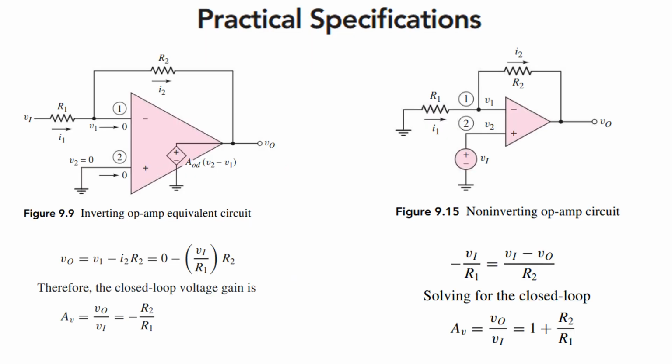Practically, if we supply the input voltage through the minus terminal, that is the inverting terminal, then we get the output with a minus, that is the gain will be minus R2 by R1. Minus just represents the phase difference, that is a phase difference of 180 degrees, and that is why this is called the inverting terminal.